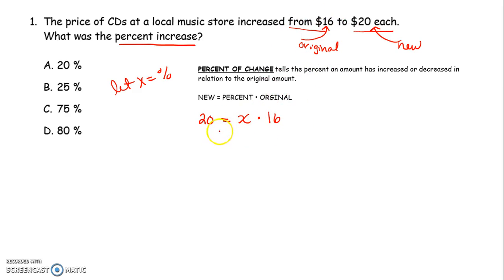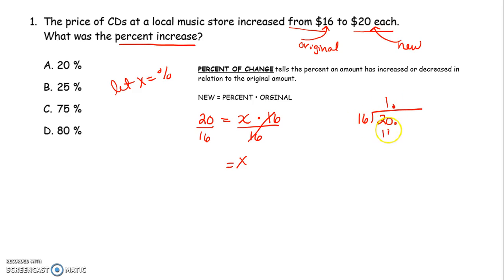And now we're just going to solve this equation for X. You did this in 6th grade all the time. What's the operation between the X and the 16? Multiplication. How do we undo multiplication? Division. So we're going to go ahead and divide both sides by 16. So X will be 20 divided by 16. So I'm going to do 16 into 20. I don't happen to have a calculator at home.